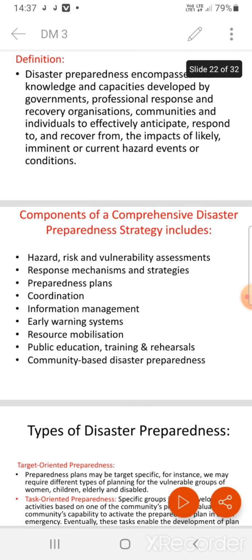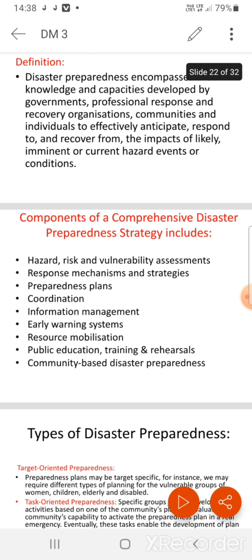Now, the components of a comprehensive disaster preparedness strategy. That is, we need a kind of strategy that is involved in preparedness. For example, the defense strategy of a country is a kind of strategy that they keep for themselves, awaiting a response from the neighboring countries which will lead to a war.